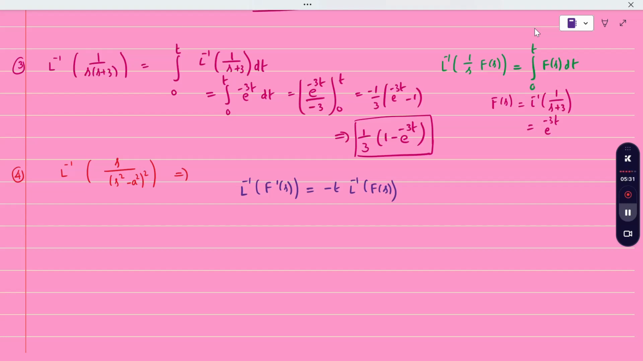Now I am taking F dash of s is nothing but s divided by the given question, s square minus a square the whole square. Now take an integral symbol on both sides into ds also. Take an integral symbol on both the sides into ds.